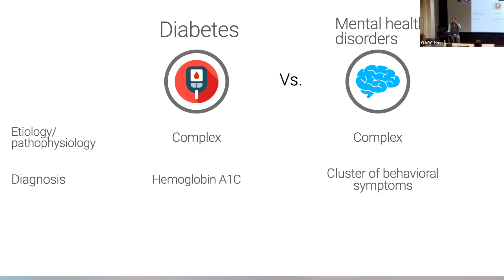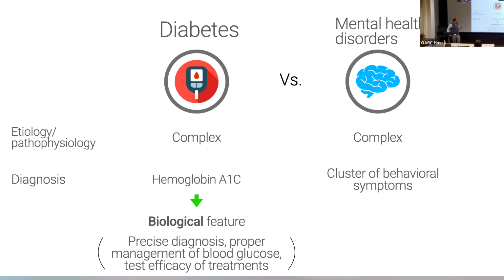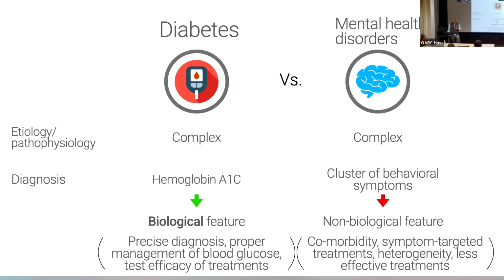We have just a cluster of symptoms. And this hemoglobin gives you this idea of a nice biological feature that we can then use to do precise diagnosis, management of the disease, and so on and so forth, and develop good treatments. But in the case of non-biological symptoms, like in mental health disorders, we have a mess. So how do we solve this?